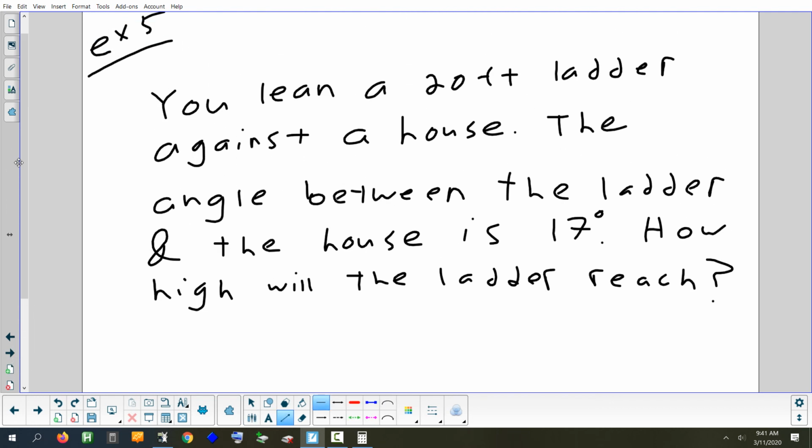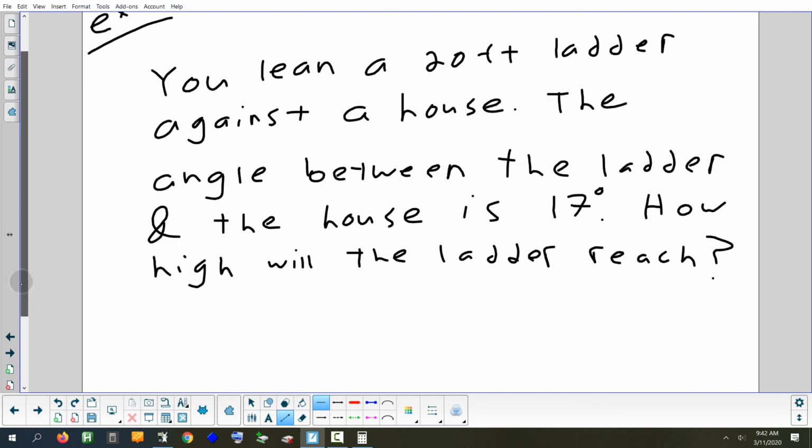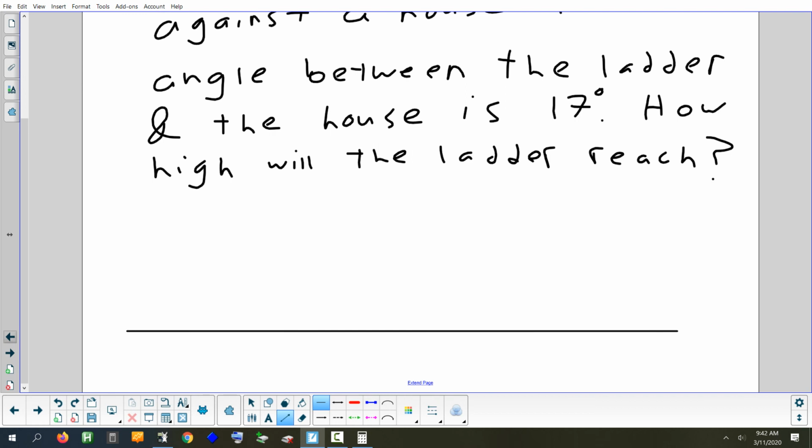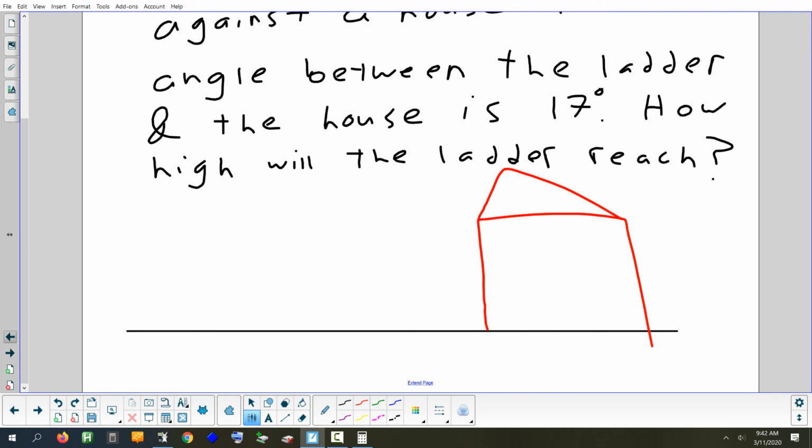Somebody tell me what's in this picture, physically. 20 feet, that'll be a label of something in the picture. A house and a ladder. And what else do you need besides a house and a ladder? You need ground. So here's the ground, here's your house, and you have a ladder leaning against the house like that.